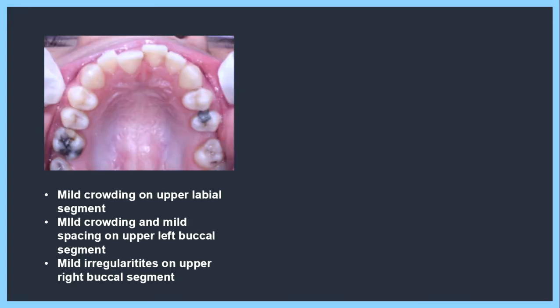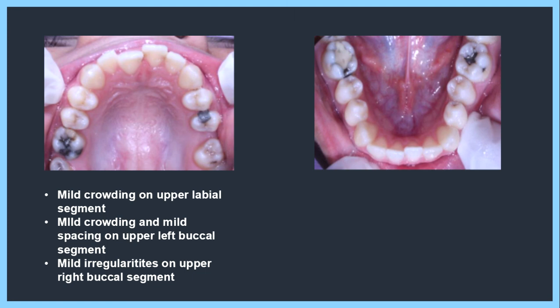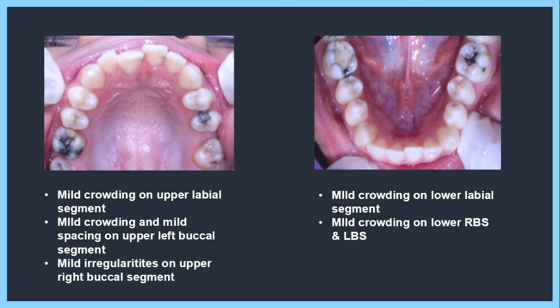Okay, these are the pictures of the upper arch and also the lower arch. As we can see on the upper arch, this patient seems to have mild crowding on upper labial segment. We can see the reverse overjet of the 11 and a bit of overjet of 21 and mild crowding and mild spacing on the upper left buccal segment, mild irregularities on the upper right buccal segment. And for the lower arch, we can see that this patient has mild crowding on lower labial segment and mild crowding on the lower right buccal segment and left buccal segment.